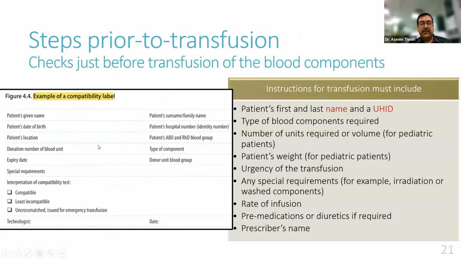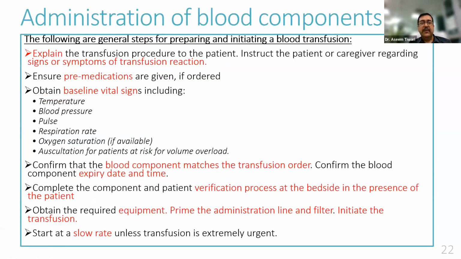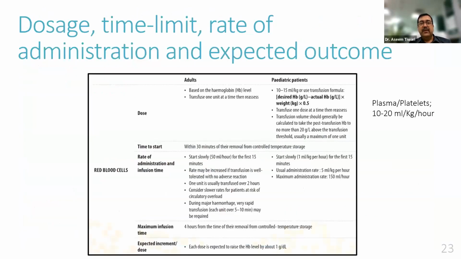There is a compatibility label, so the details have to be tallied between the label and the patient. And again, name and UHID are the two most important parameters which have to be taken. For administration, the vital signs like temperature, blood pressure, pulse, respiratory rate, oxygen saturation have to be monitored before the transfusion, and very importantly, immediately after the transfusion in the first 15 minutes.